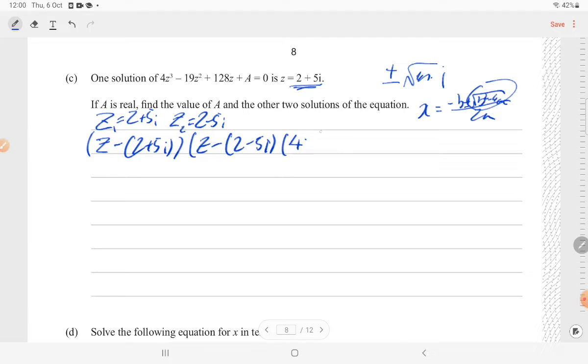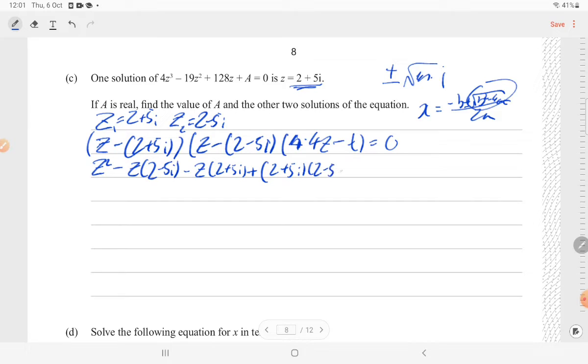Actually, we know it's probably 4. Yeah, the coefficient is 4, so 4z, let's just call it t, is equal to 0. So multiply this out. So z squared minus 2z minus 5i z, minus 2z plus 5i z, then plus and minus 5i times 2 minus 5i, then times 4z take away t.